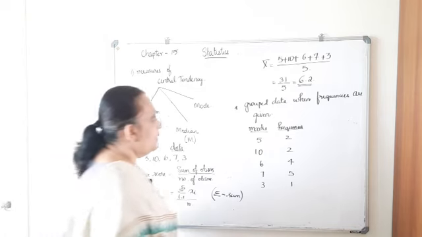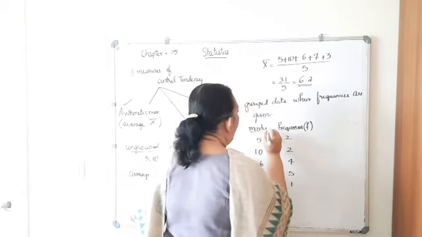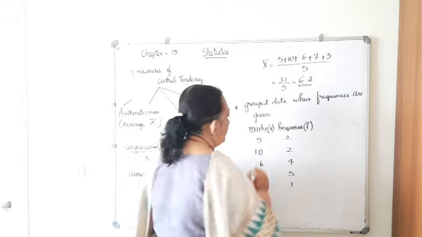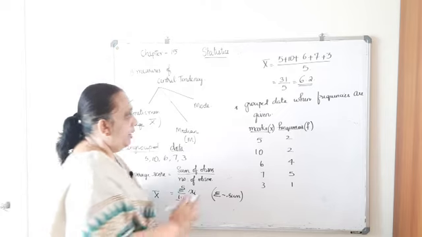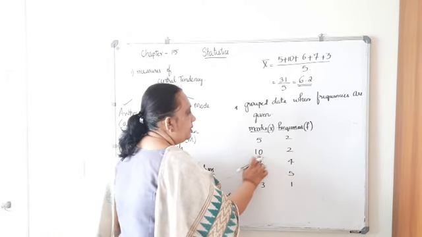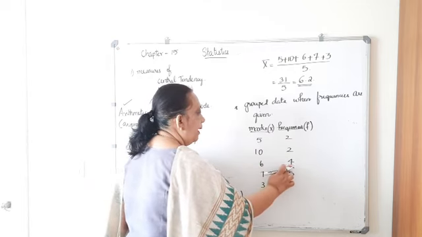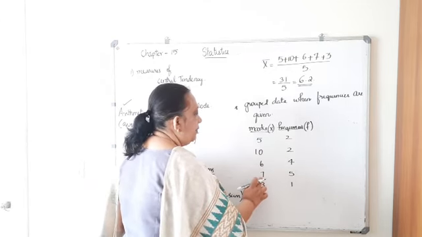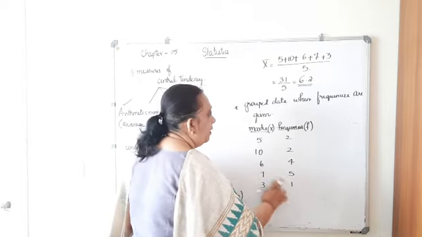Frequency will be denoted by the small letter f, and marks will be denoted by x. Now, what does this data mean? 5 marks is obtained by 2 students, 10 marks is obtained by 2 students, 6 marks is scored by 4 students, 7 marks is scored by 5 students, 3 marks is scored by 1 student.